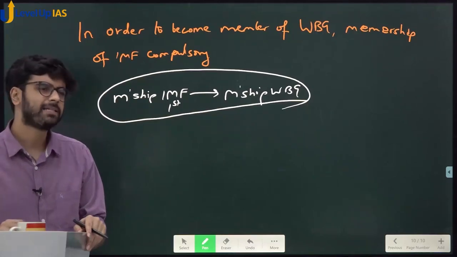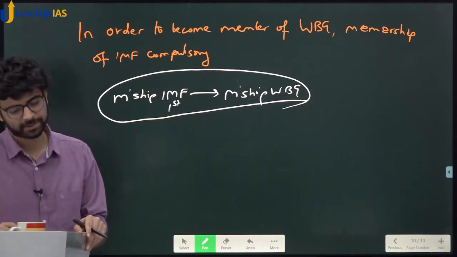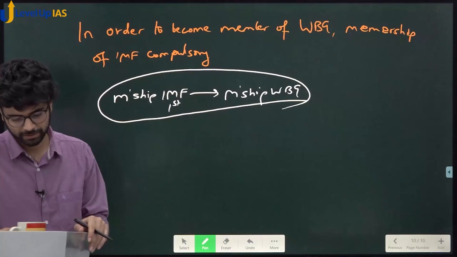IMF is headed by a managing director. World Bank is headed by a president. The names are different.